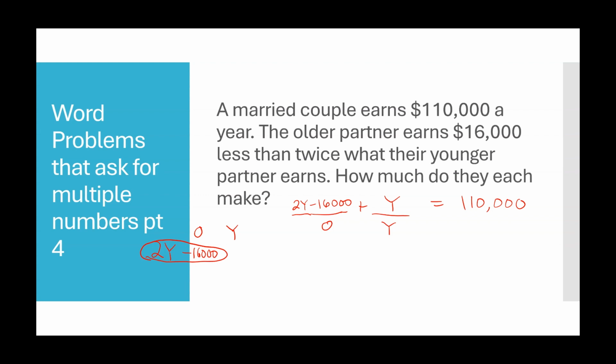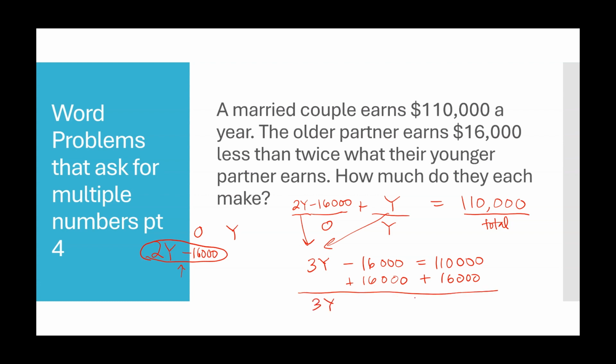Whew. So I really had 2 equations here, right? I had one equation for the older partner and then one equation for how much it is when we add them together. And now this is the one I'm going to solve. All right. Combining like terms. 2y and another y is 3y's minus 16,000 gives me 110,000. I'm going to add 16,000 to both sides. And then I'm going to have to divide everything in a moment here by 3.